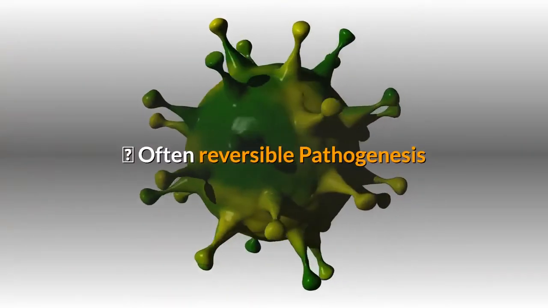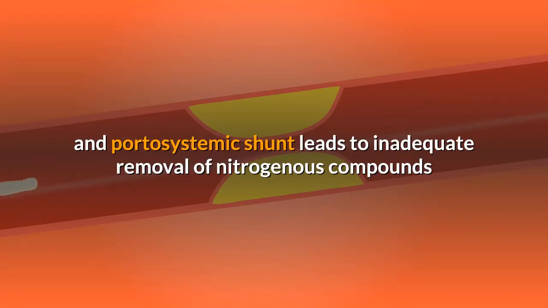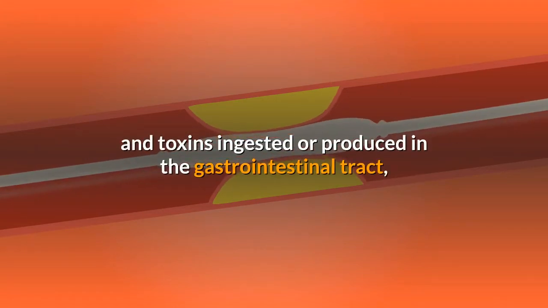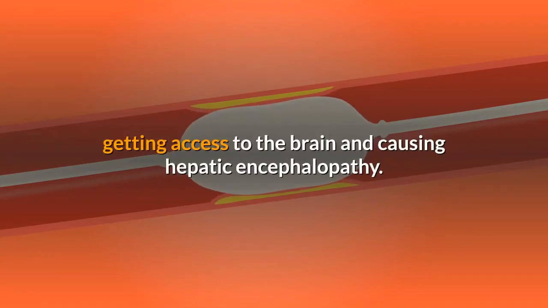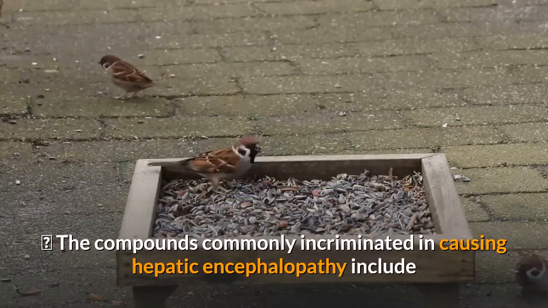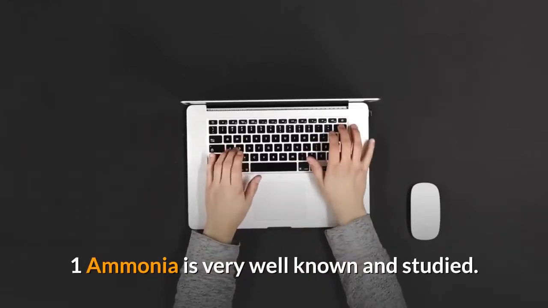Often reversible. Pathogenesis: the hepatocellular dysfunction and portosystemic shunt leads to inadequate removal of nitrogenous compounds and toxins ingested or produced in the gastrointestinal tract, getting access to the brain and causing hepatic encephalopathy. The compounds commonly incriminated in causing hepatic encephalopathy include 1. Ammonia, which is very well known and studied.